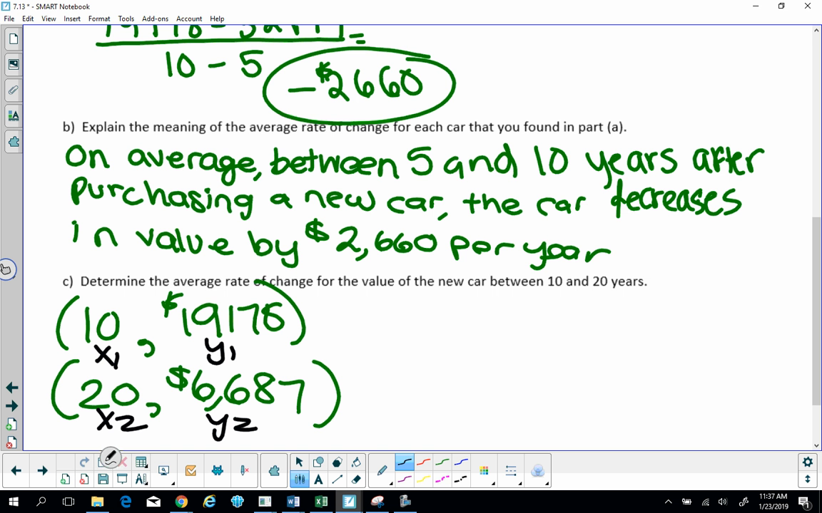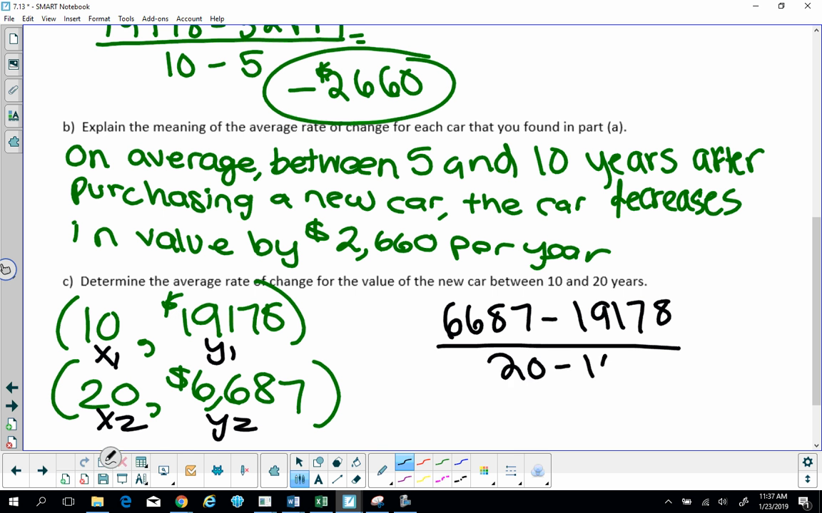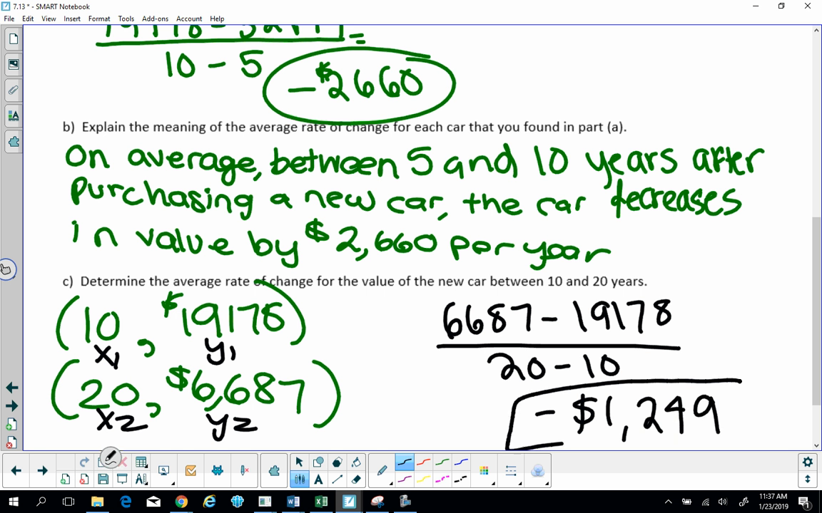So you're plugging this into your slope formula. So 6687 minus 19178. Amaya, what did you end up getting? Negative 1,249. That's not bad.